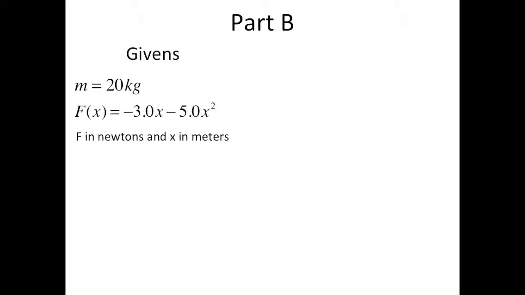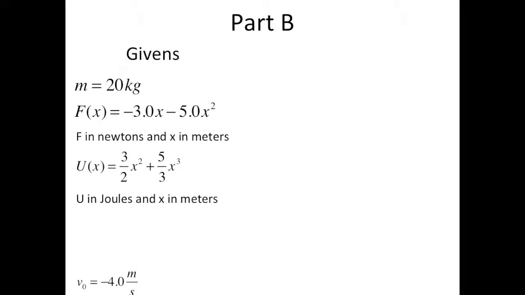So we'll start by looking at our givens. We're given that the mass is 20 kilograms, given that the force function is negative 3x minus 5x squared, F is in newtons, x is in meters. We're given our potential energy function that we calculated in the last problem, U is in joules, x is in meters, and we're given the initial velocity, which is negative 4 meters per second, and we're given the initial displacement, which is 5 meters, and we're looking for the final velocity.